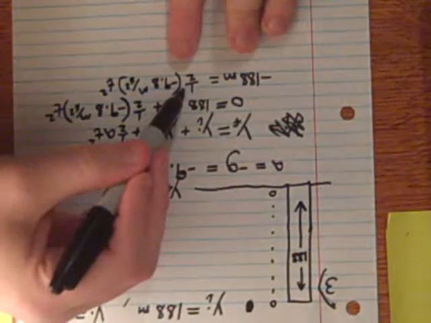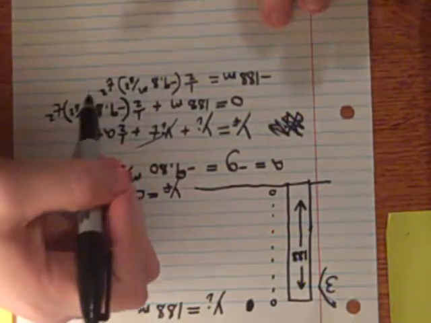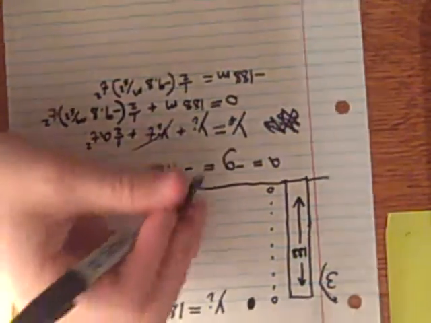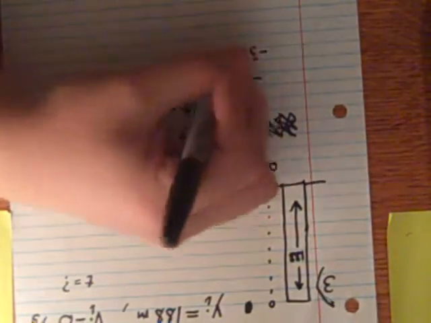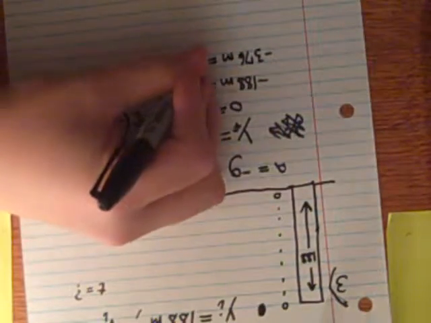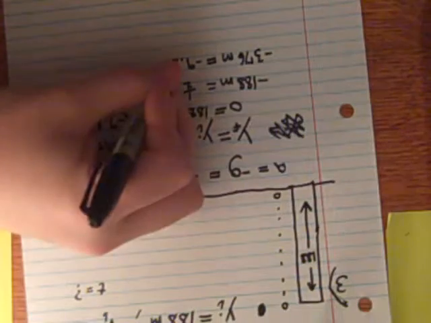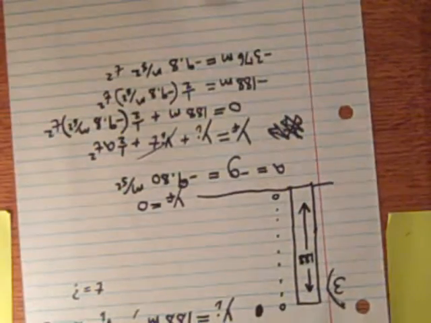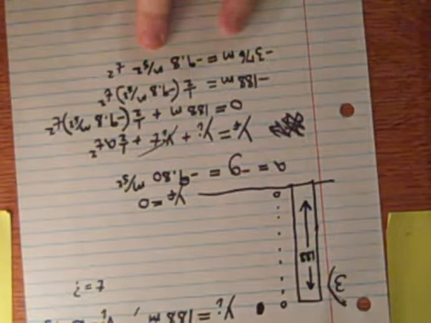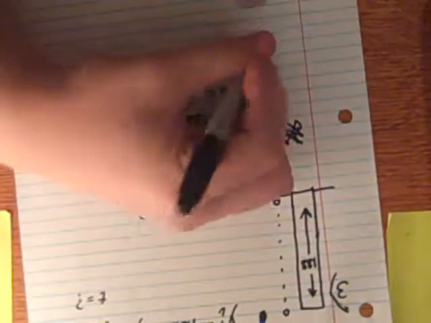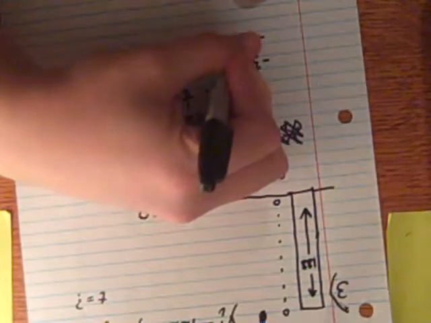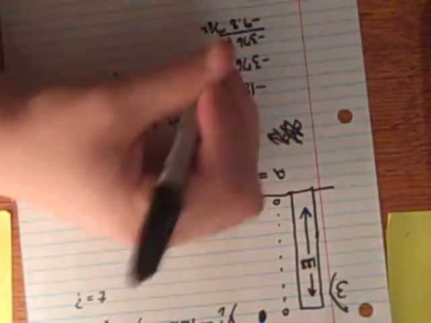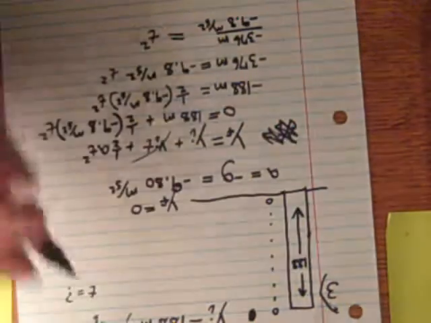Now let's get rid of this 1/2, and how we're going to do that is multiply both sides by 2. And let's see, 188 times 2. So we're going to get negative 376 meters equals negative 9.8 meters per second squared t squared. Now we just have to divide by gravity here. And when we do that, we get, I'll write it out, negative 376 meters over negative 9.8 meters per second squared equals t squared.